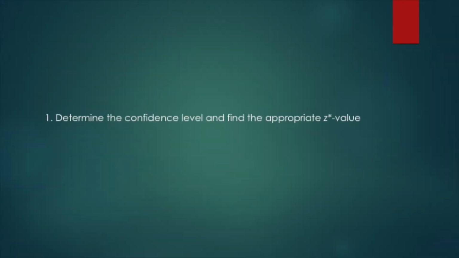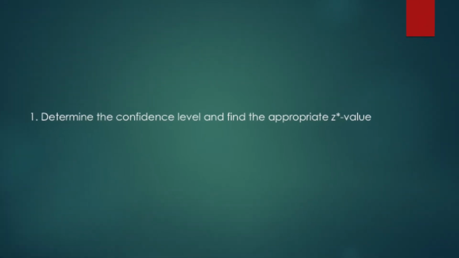The first thing we're going to need to do is determine the confidence level and find the appropriate z-value for our selected confidence level. Because we want a 95% confidence level, our z-value is going to be 1.96, which is found on the z-tables.